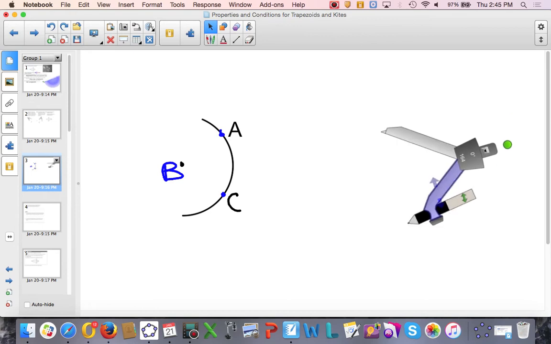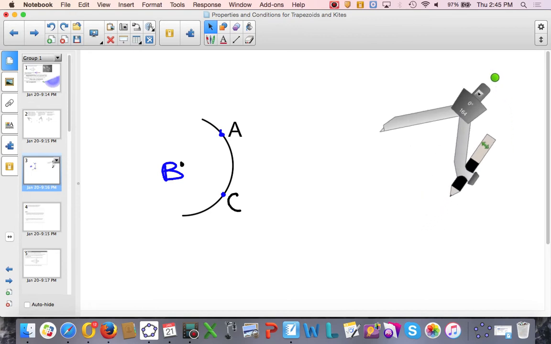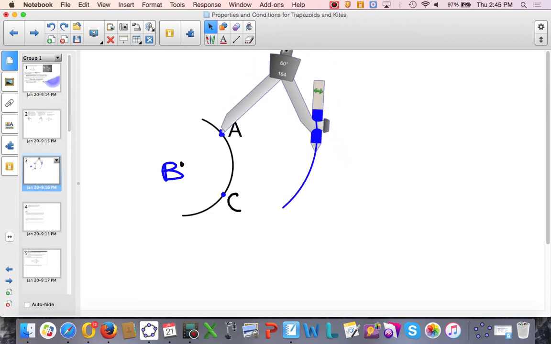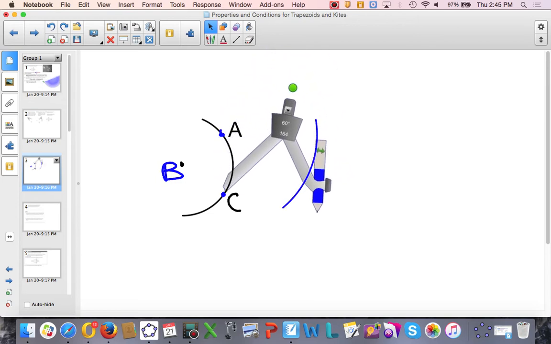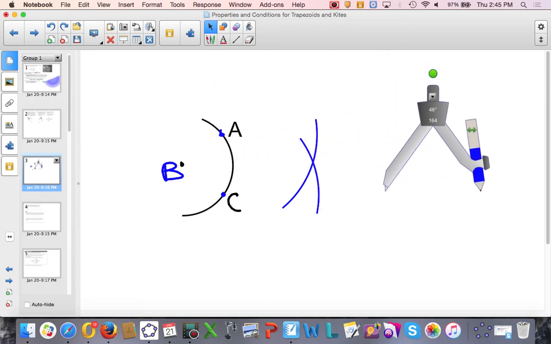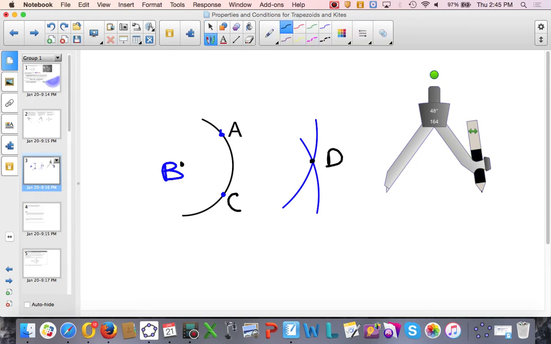So now I'm going to change my compass setting, and from A, I'm going to make an arc. And from C, I'm going to make the same arc. And that intersection of arcs, that's my point D. And when I connect these dots, A, B, C, D is a kite.